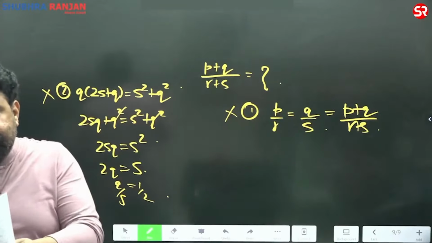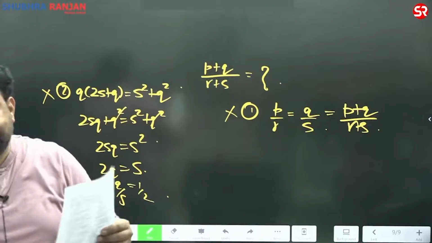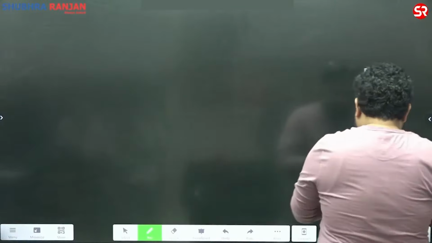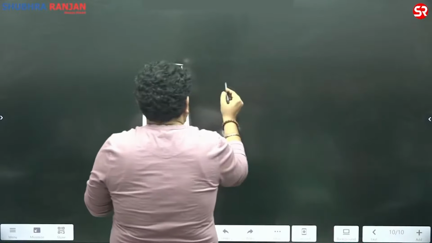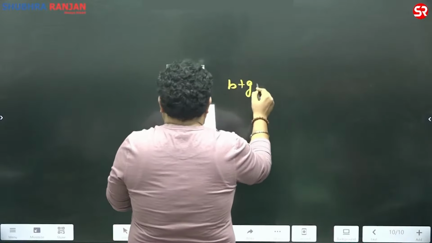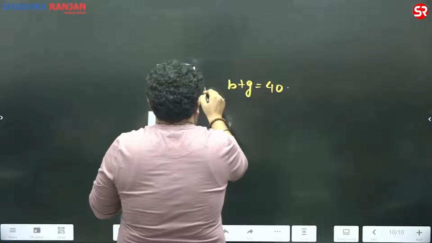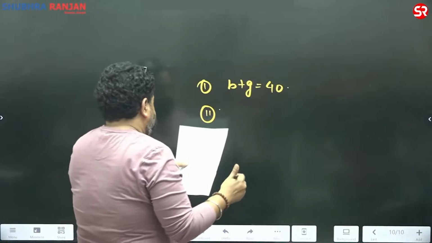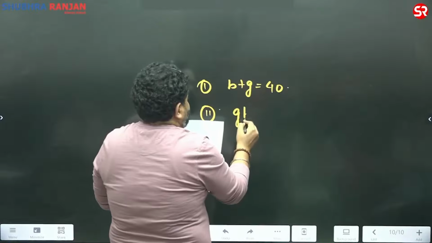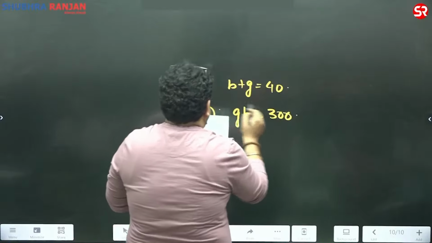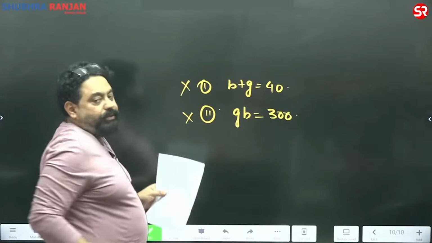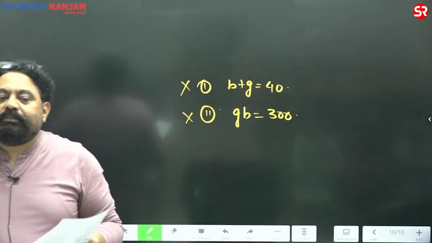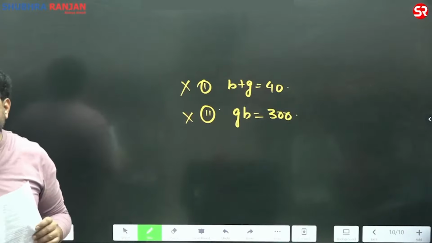Yeah, question number 33 is good, guys. 33. How many girls does a class have? So there the total number of people in the class, boys plus girls, is equal to 40. Second, the product of boys and girls is 300. So the first is not giving you the answer, the second is not giving you the answer. Individually you can't say girls. But then if I combine them together.